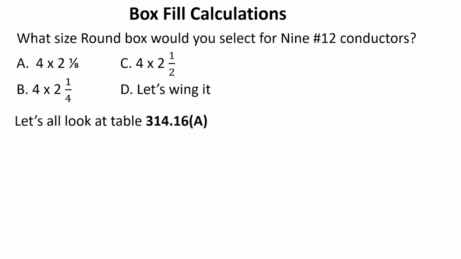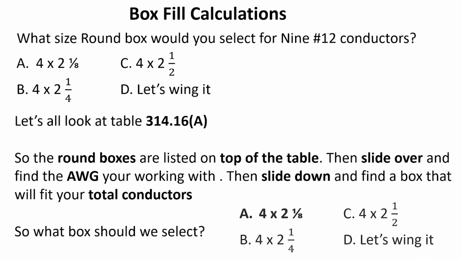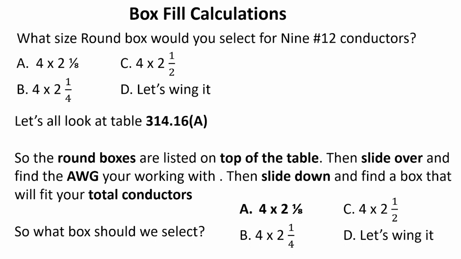So let's all look at table 314.16(A). It's one of my favorite tables. So we look there, we go over to the left-hand side and we find our box. The round boxes are up at the top. And then we slide over and we find the size wire that we're working with. And then we slide down and we find the box that fits our total conductors. So we have 9 in this case. It happens to be right on 9. You find your box, you slide over, and you see which one. Which box would we select? We would select the 4 by 2 1/8 that fits, in this case, exactly 9 number 12s.